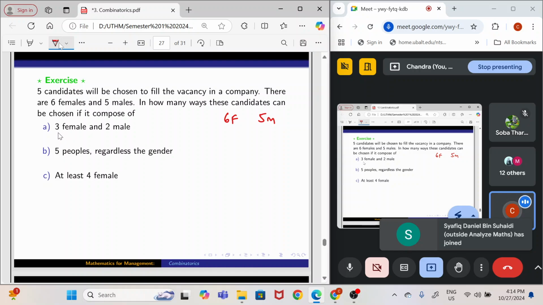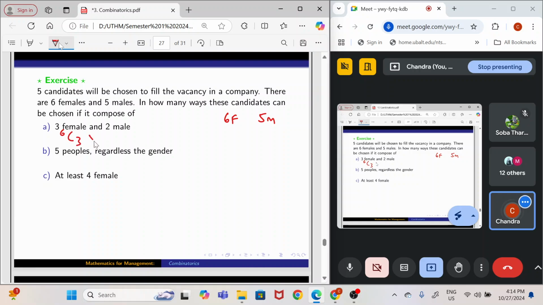So in this case, we have to choose 3 female out of 6, so 6C3, times 2 male out of 5, 5C2. So if you do this, we will get 200.